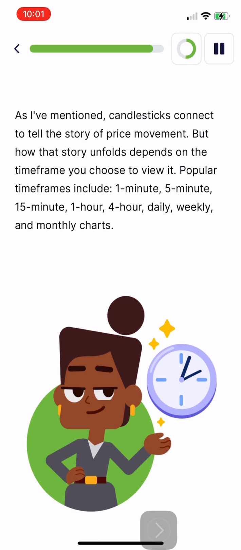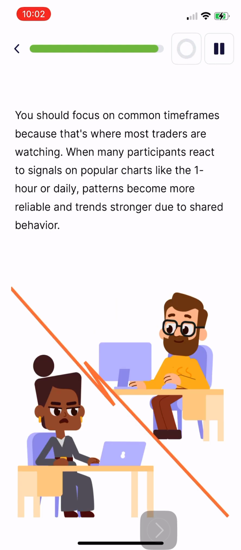Popular time frames include 1 minute, 5 minute, 15 minute, 1 hour, 4 hour, daily, weekly, and monthly charts. You should focus on common time frames because that's where most traders are watching. When many participants react to signals on popular charts like the 1 hour or daily, patterns become more reliable and trends stronger due to shared behavior.